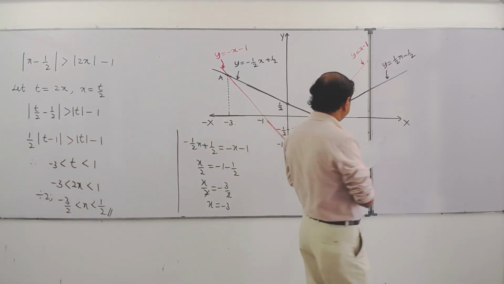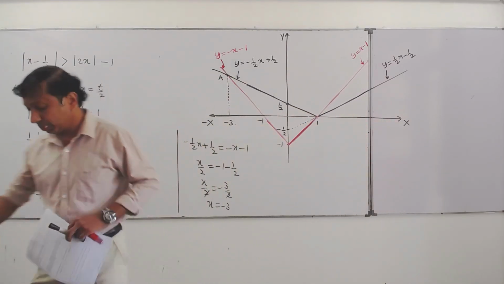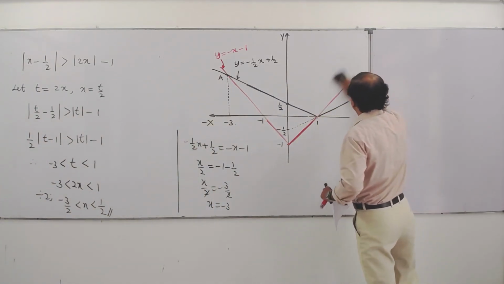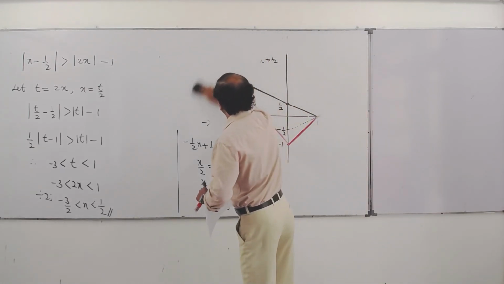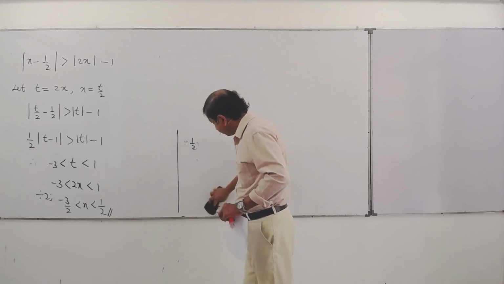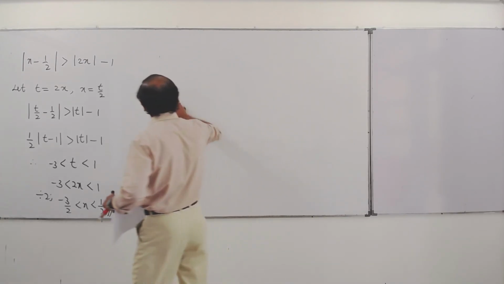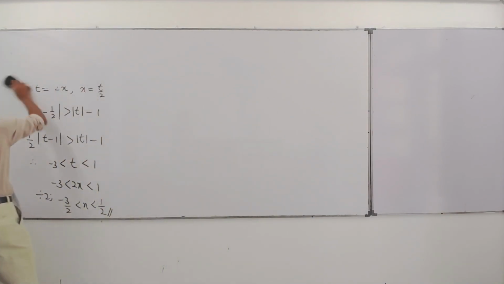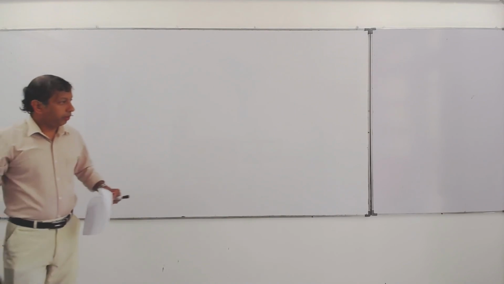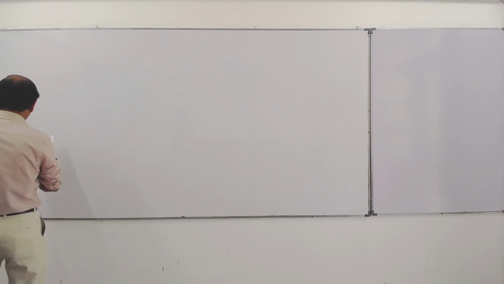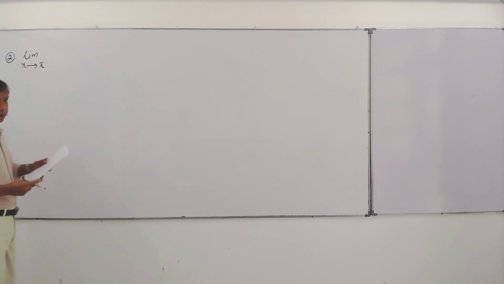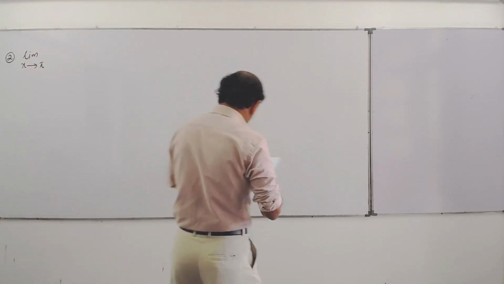Question number 2. Given this: limit x going to pi, of 1 plus cos cube x.